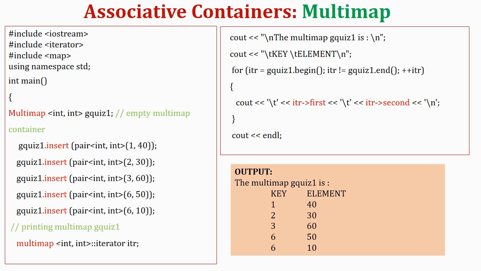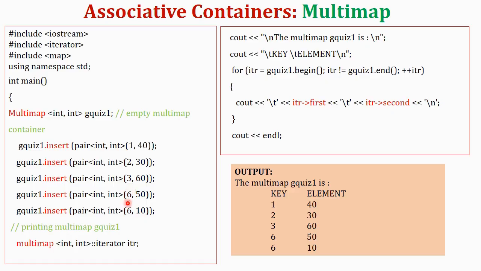We will discuss one example. First we create the object from the multimap. With the help of the object, we are going to call the inbuilt functions. For example, insert will insert the key-value pair. For example, 1 is a key, 40 is the value. So now we are going to insert the key-value pairs. For example, we are inserting 1, 40; 2, 30; 3, 60; 3, 50; and 6, 10.